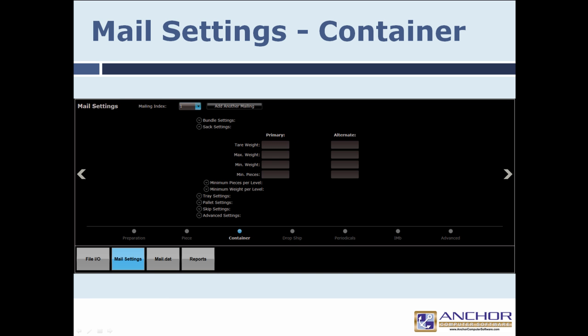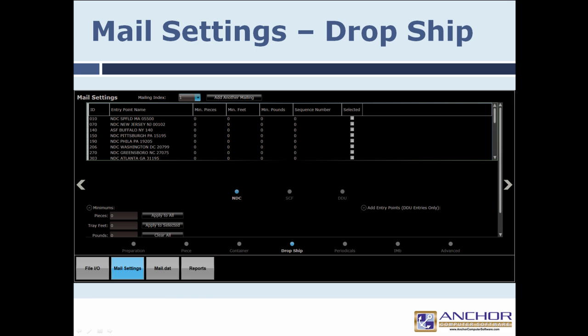Container. The Container panel contains bundle, sack, tray, pallet, skip, and advanced settings. Each one of these settings are expandable by clicking the circle with an arrow in it. Dropship. The Dropship panel is where the users can enter in the NDC, SCF, and DTU information for the job.